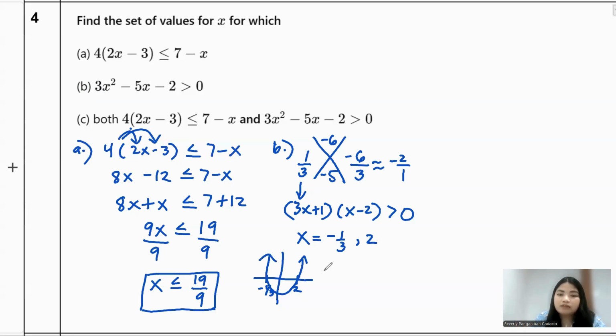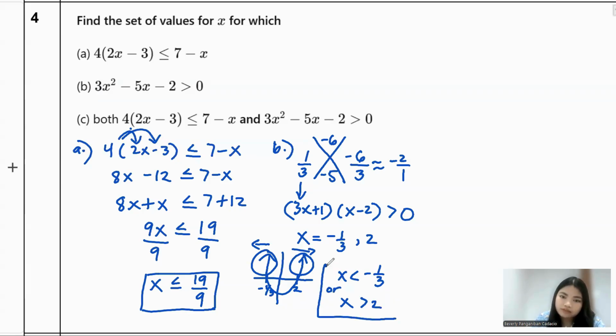And since it's greater than 0, what I'm going to take a look at are these two separate arrows. So the idea is the notation will also be separate. Everything that is less than negative 1/3 will be the domain, and everything greater than positive 2 will be considered as domain. So that's the final answer for this one.